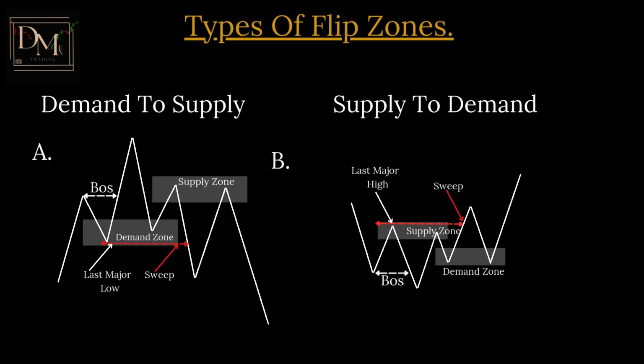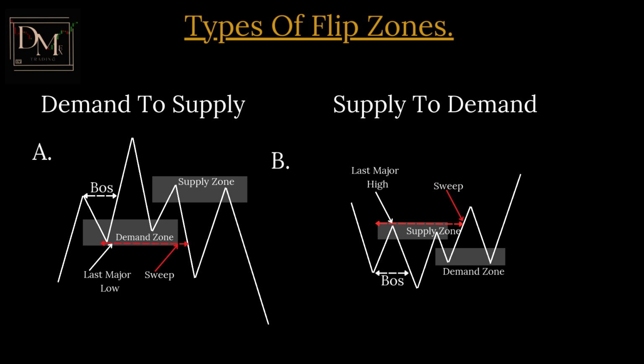1. Demand to supply. A demand to supply flip zone occurs when a previously strong demand level is broken with a decisive bearish breakout, signaling a shift in market control from buyers to sellers. And upon retest, the zone transforms into a supply area where rejection patterns, liquidity grabs, order block mitigations, or imbalance fills confirm short entry opportunities in alignment with bearish market structure and institutional intent.